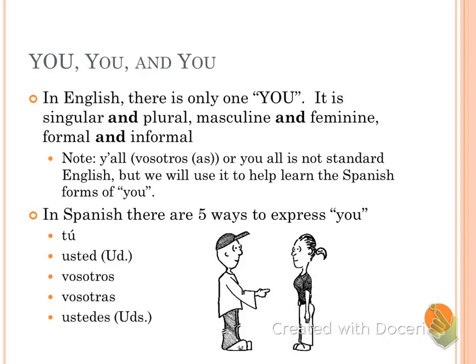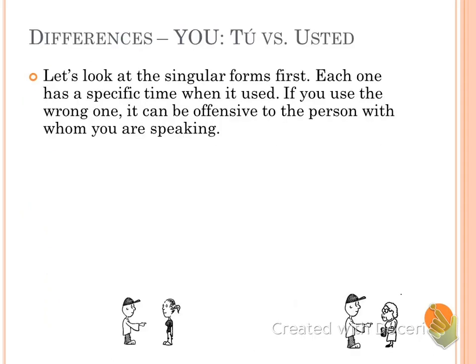What's the difference between the first 2? One's formal, one's informal. Right? Are they singular or plural? Singular. Are the 3 bottom ones singular or plural? Plural. What's the difference? Masculine, feminine, and vosotros, vosotras are informal. Ustedes is formal. Okay? So when do you use tú versus usted?